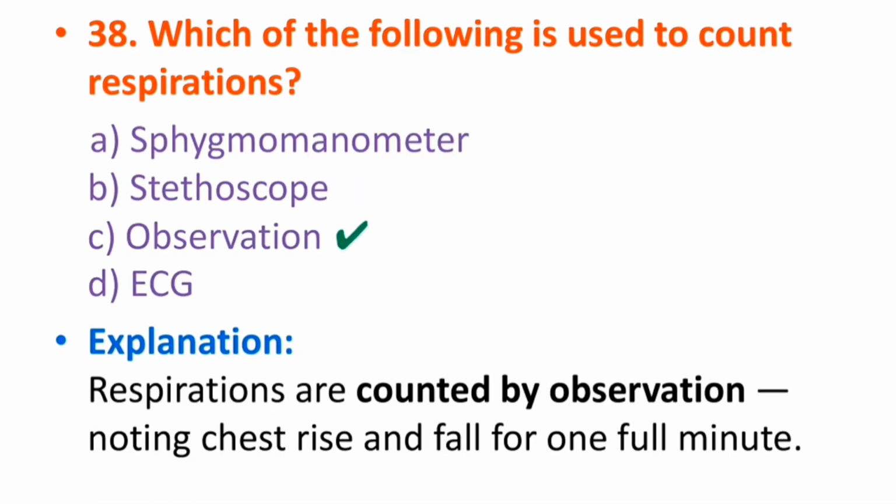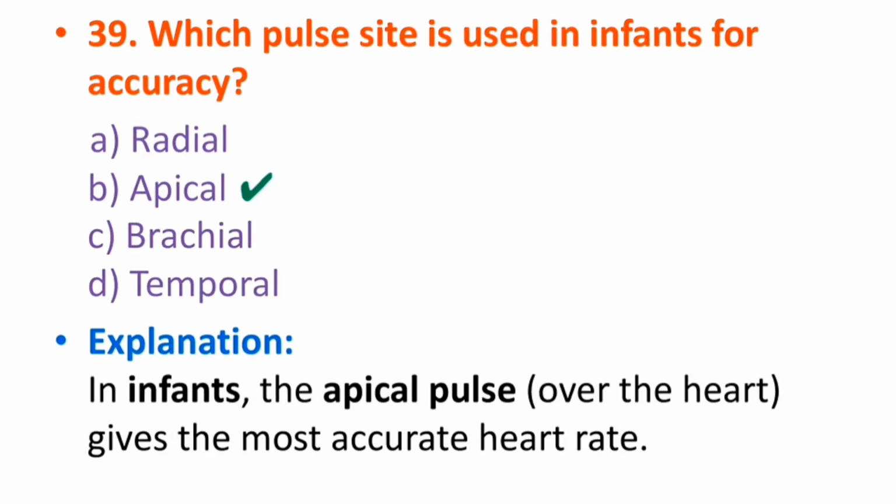Which of the following is used to count respiration? Option A sphygmomanometer, option B stethoscope, option C observation, option D ECG. The correct answer is option C observation. Respirations are counted by observation, noting chest rise and fall for 1 full minute.